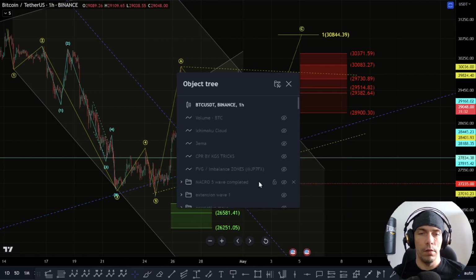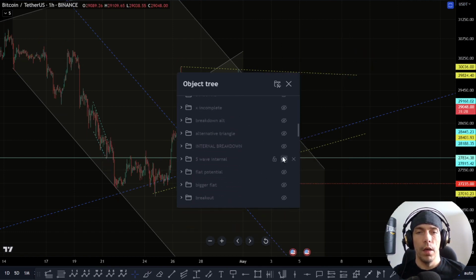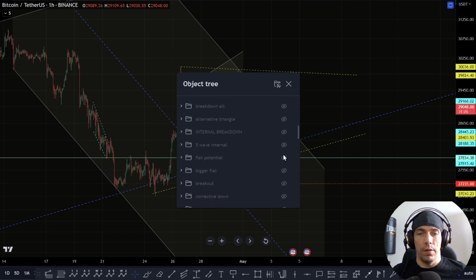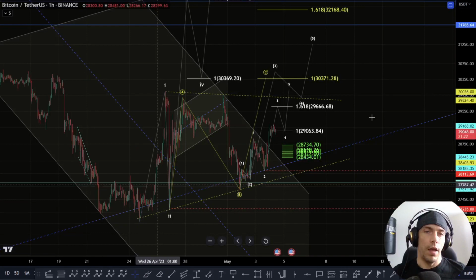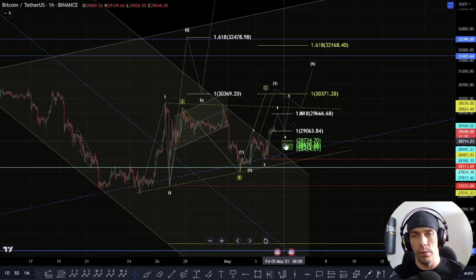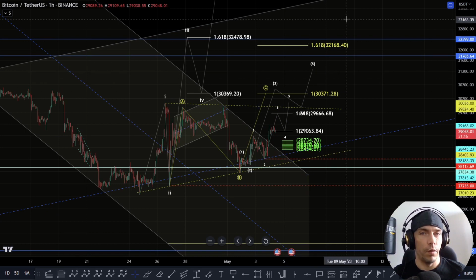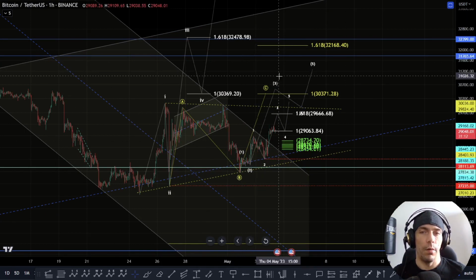Now, the breakout count is still viable. This is the one looking at the flat potentially being completed, but really what we need is further confirmation from this. What I'd want to see is either, like I said, this develop as a diagonal, finding support, then looking to push up in a 3-4-5, or we'd want to see this extend directly up here.